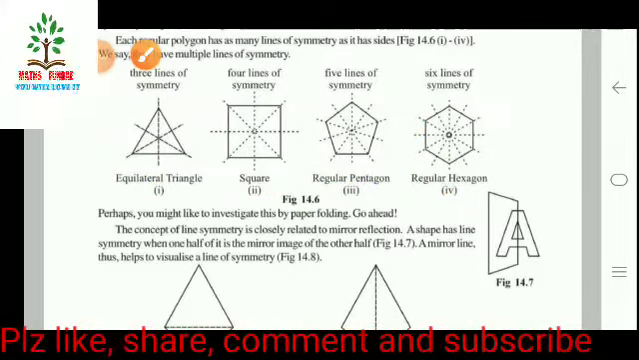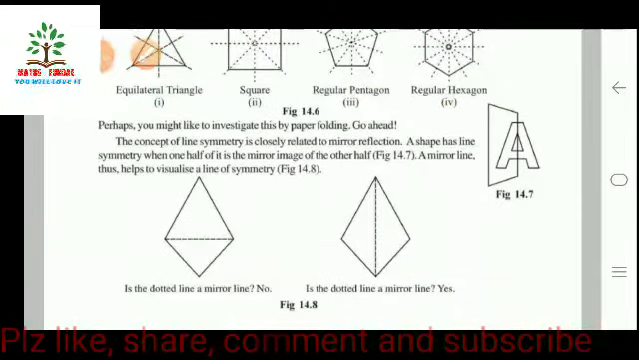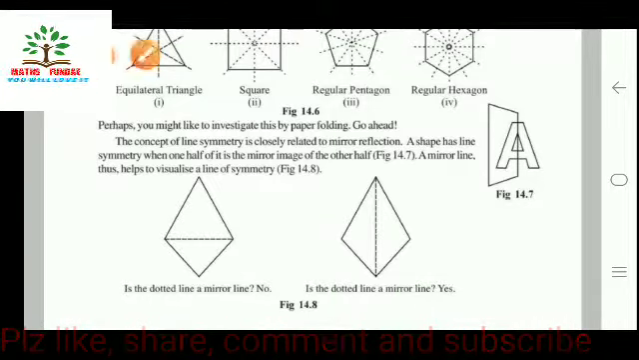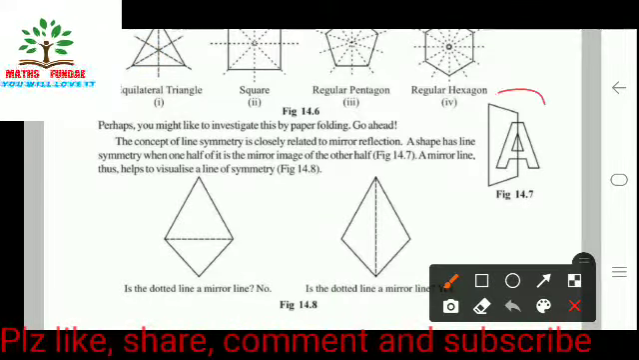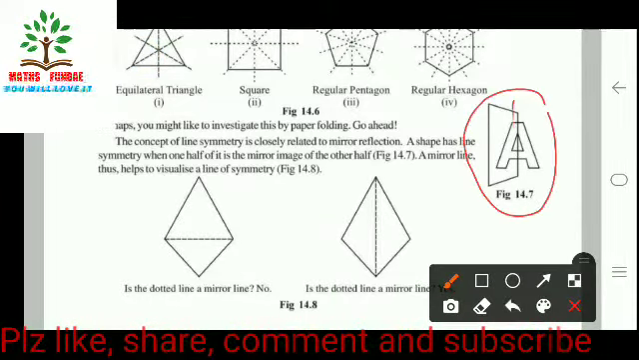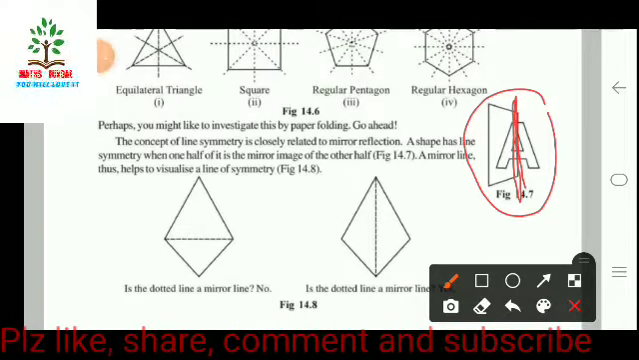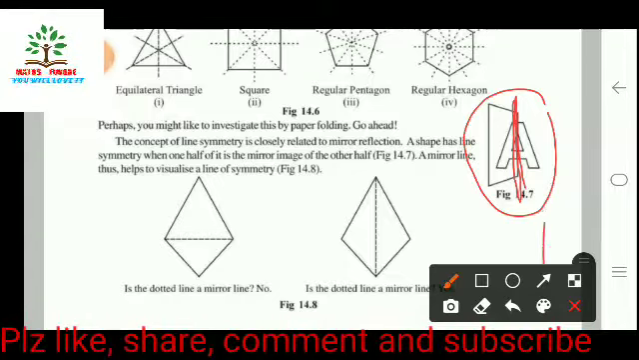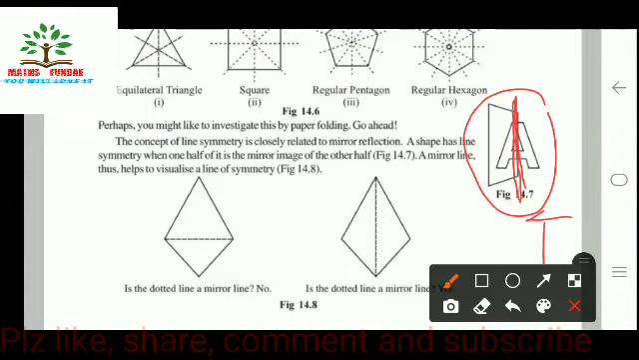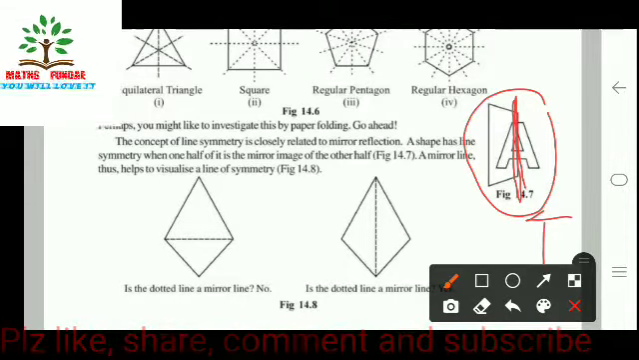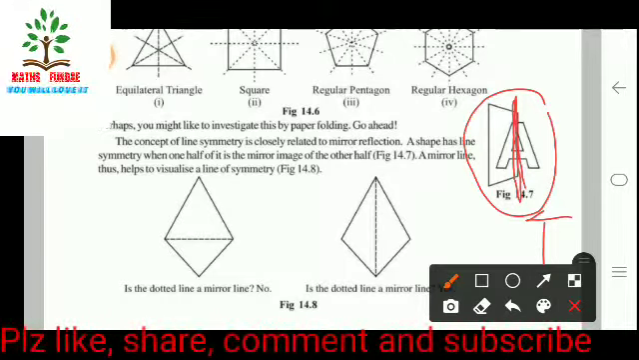So if you see here in this picture, if you keep the mirror like this with the A, we are keeping the mirror at this half of the A, then we can see the full image from this angle. Okay, so now the concept of line symmetry is closely related to mirror reflection.